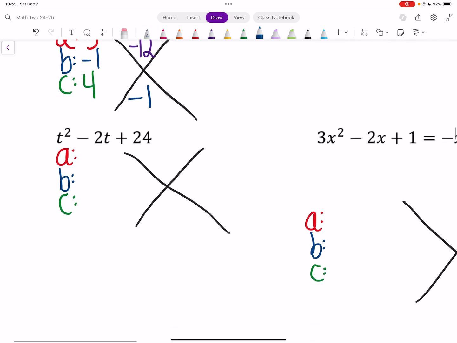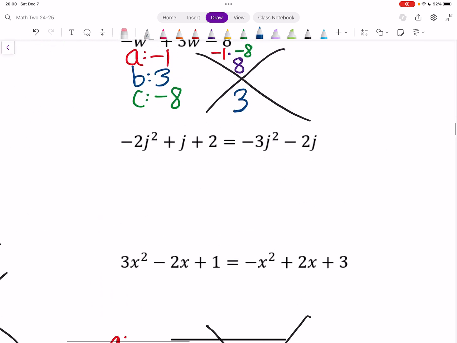Let's take a look at the one with t in it. I'm noticing that a is positive 1, b is negative 2, and c is positive 24. Once again, get practice with writing nice and small that a multiplied by c in the top. 1 by 24 is positive 24, and then b is in the bottom, negative 2.